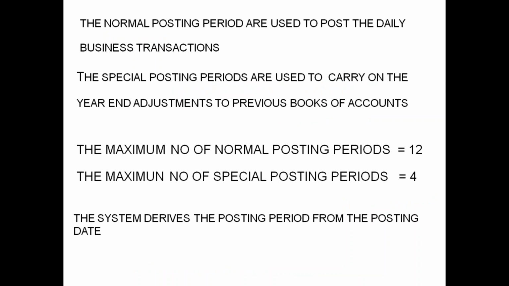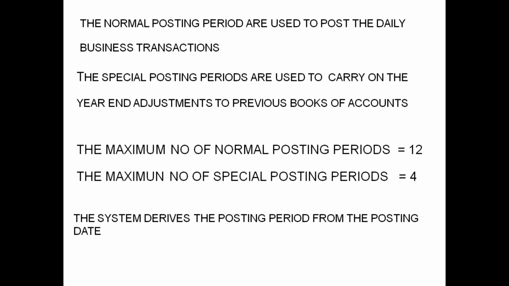So if at month end or year end you need to make any adjustment, any entries asked by the management or by the auditor to be put in the system, we put them under the special posting periods. So 12 would be our normal posting periods and 4 would be our special posting periods. Accordingly we'll have 16 posting periods.